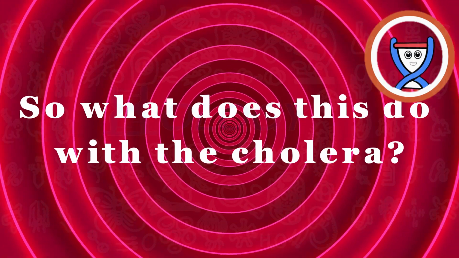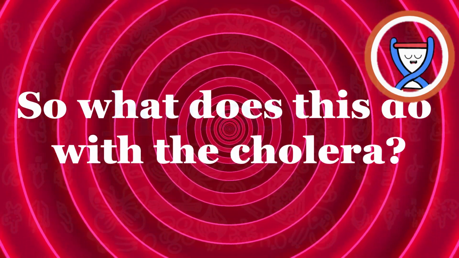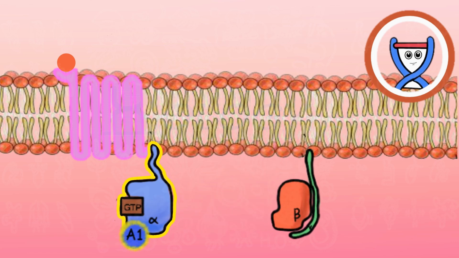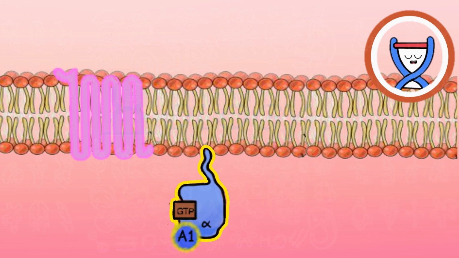So what does this have to do with cholera? The activated A chain of cholera toxin covalently modifies the G protein and traps it in its active state. This leads to constant activation of the pathway.